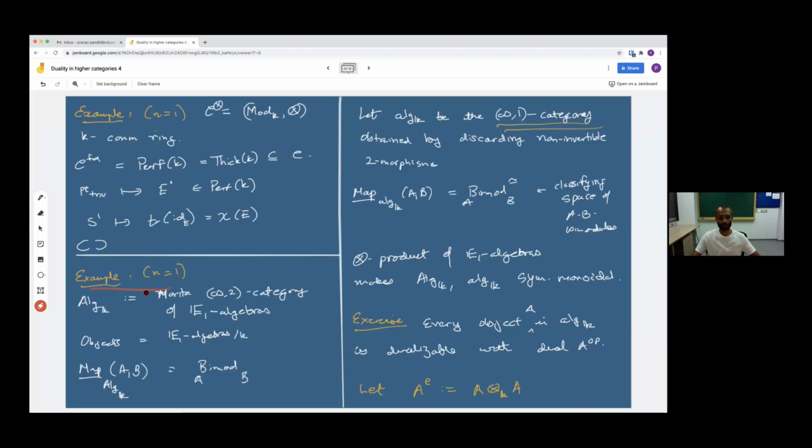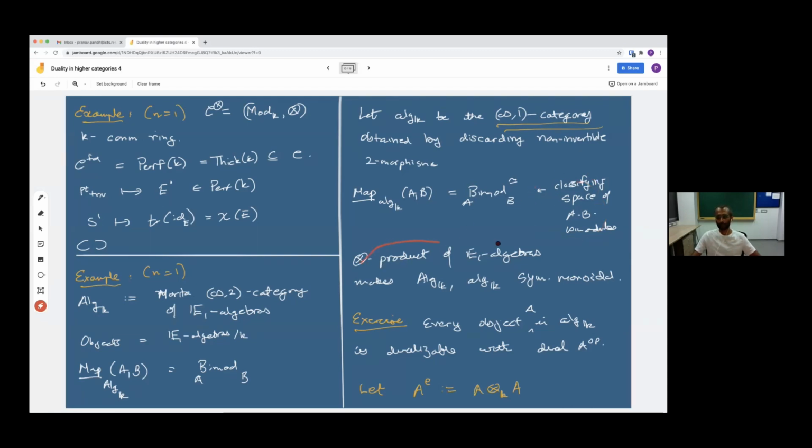Now let's look at something more interesting. Let's take the Morita infinity-2 category of DG algebras or E1 algebras over some field K, or if you like, of E1 ring spectra. It doesn't matter actually for what I'm going to say here. And recall that the mapping infinity-1 category was the category of bimodules, the infinity-1 category of A-B bimodules. I'm going to now produce from this an infinity-1 category by simply discarding the non-invertible 2-morphisms. So in other words, I'm going to define this category little Alg by replacing the mapping spaces by the infinity groupoid underlying the infinity category of A-B bimodules. So this is just the classifying space of A-B bimodules.